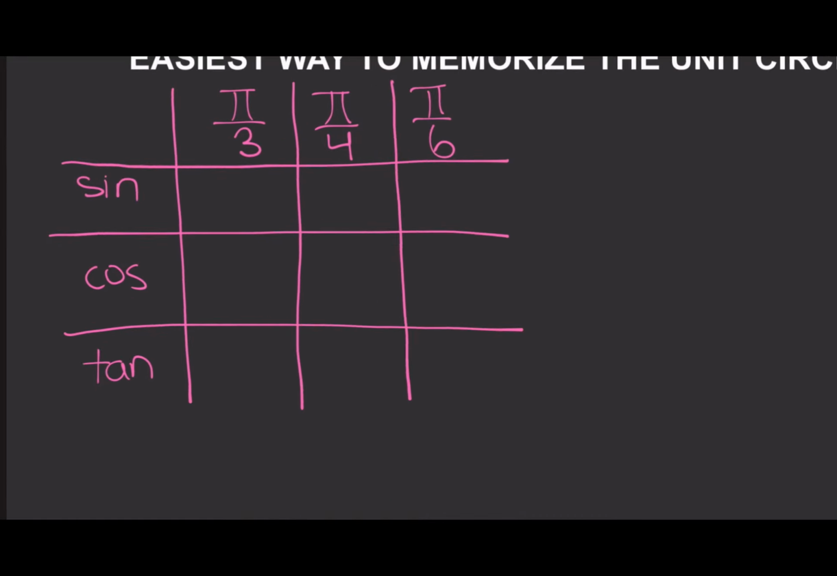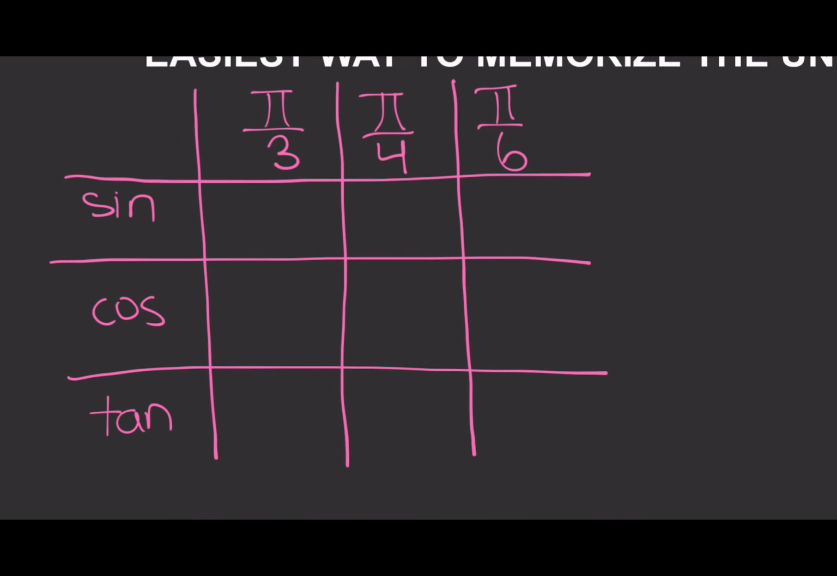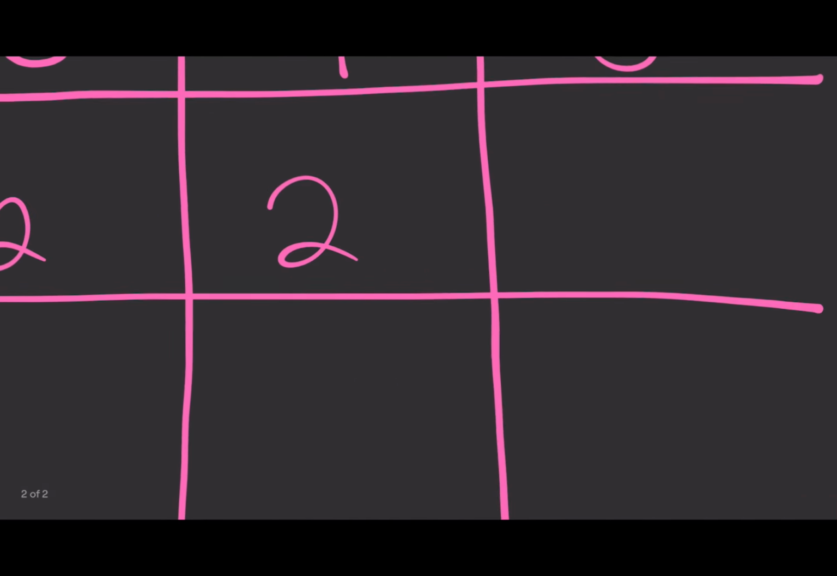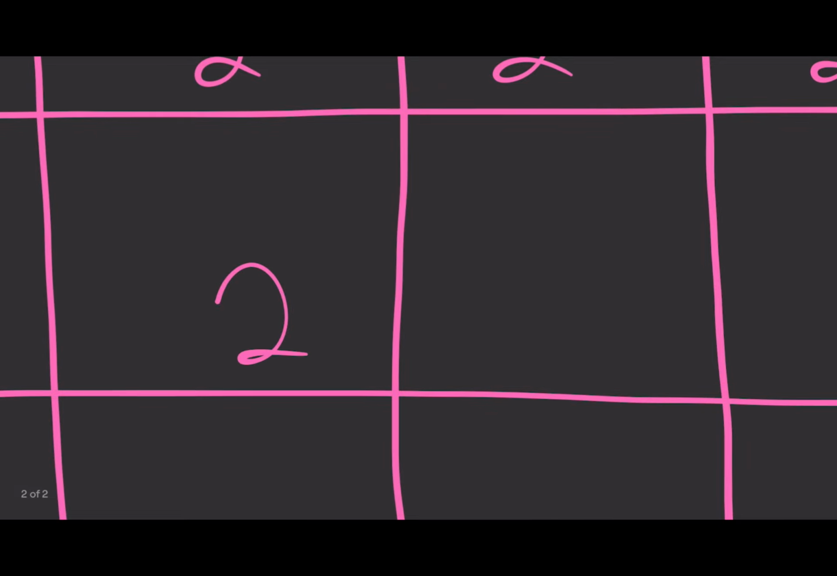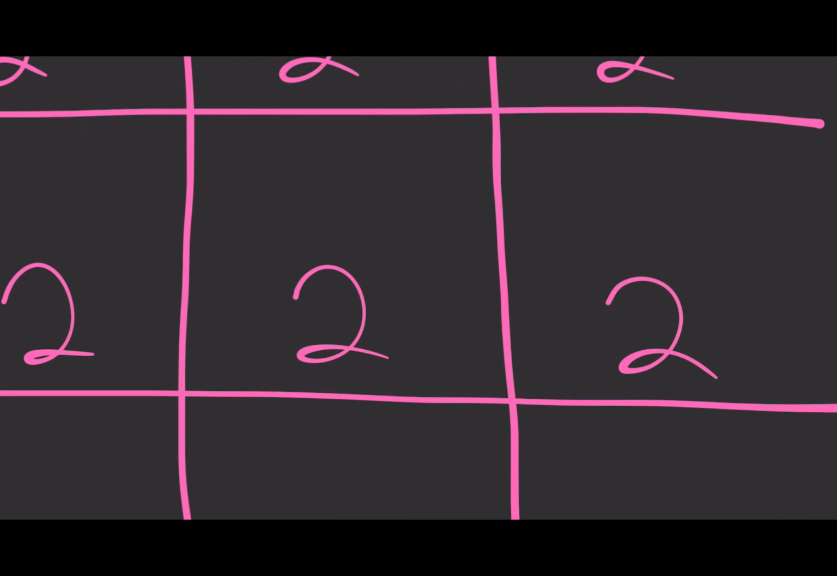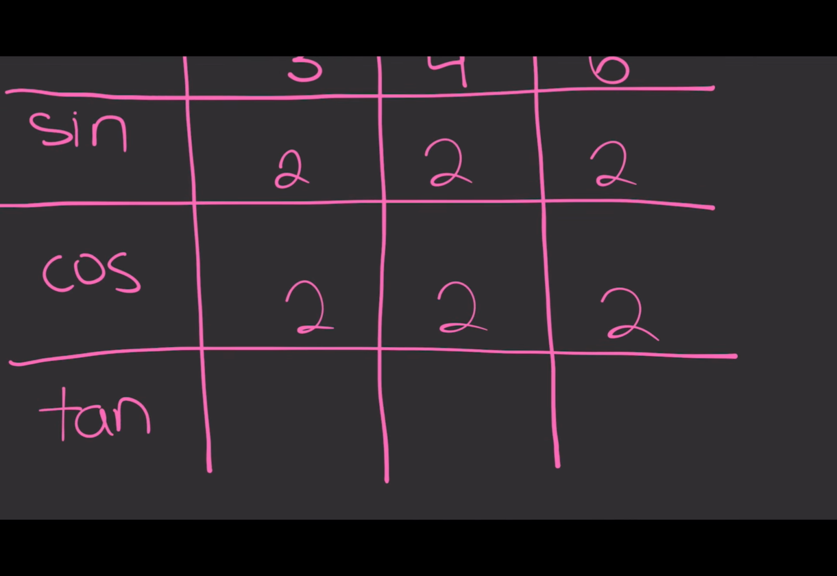Okay, so first we're going to start off with the grid like this: pi over 3, pi over 4, and pi over 6, and sine, cosine, and tangent. So first I'm just going to put a 2 in the top 2 rows. We're going to leave tangent for last. So I just put 2, 2, 2, 2, 2, 2.